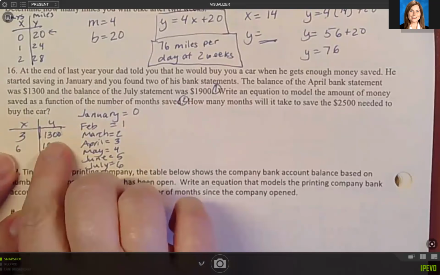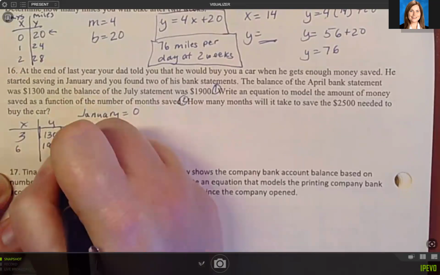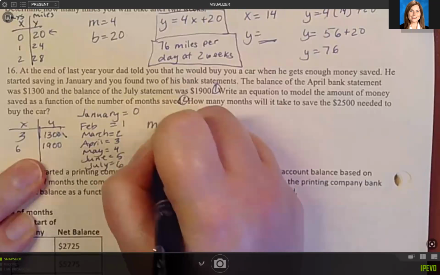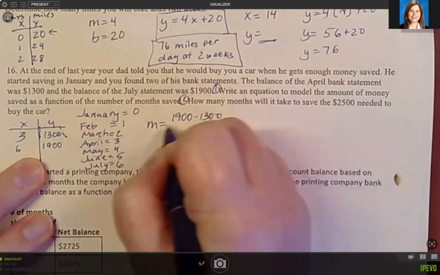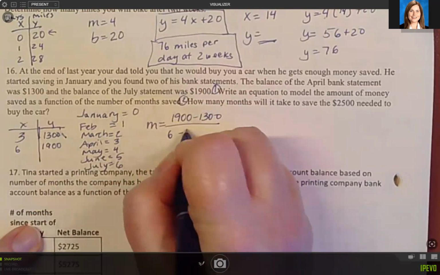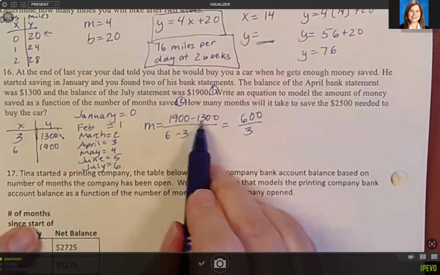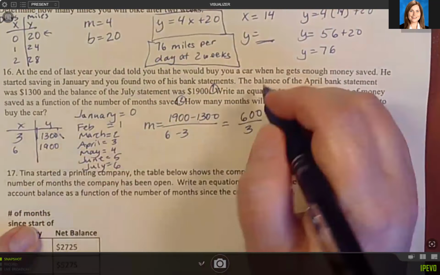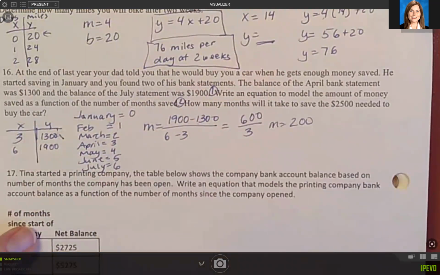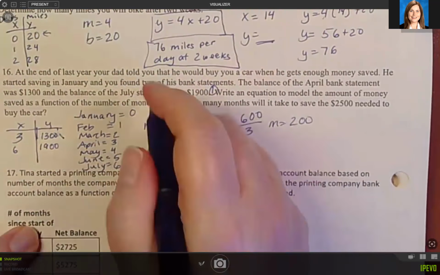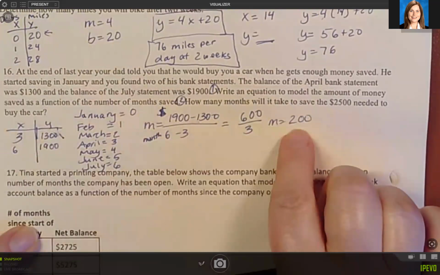So for our equation, we can do change in y over change in x, or we can just subtract with our table. We'll go ahead and do it algebraically. 1900 minus 1300, and our change in x is 6 minus 3. So 1900 minus 1300 is 600. 6 minus 3 is 3. So our rate of change is 200. So $200 per month is being saved. Remember, this is dollars, this is months. So our rate of savings is $200 per month.